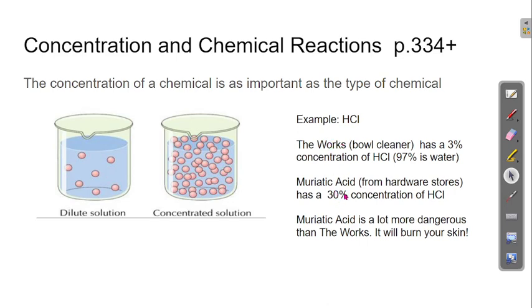And how they react and how they behave is different. The Works we can buy and safely put in our toilet and clean our bowl and know that it's not going to dissolve our flesh if it touches our skin. Muriatic acid, on the other hand, is very dangerous and it will burn your skin. So concentration is important when we're doing chemistry.